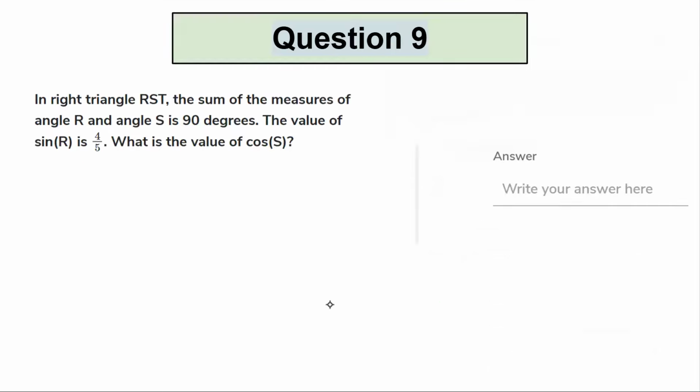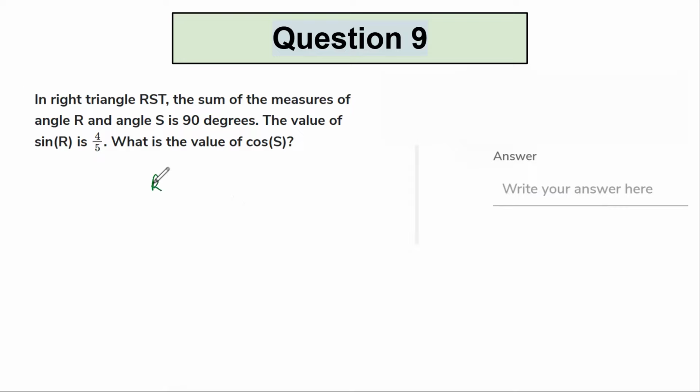Now let's go to question 9. In right triangle RST, the sum of the measures of angle R and angle S is 90 degrees. The value of sine of R is 4 over 5. What is the value of cos of S? Okay, you need to find the value of cos of S.